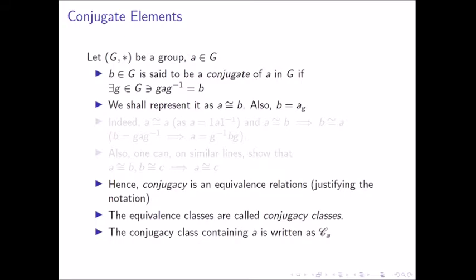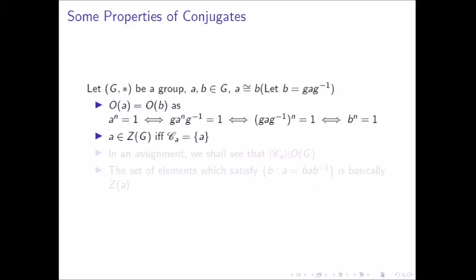The conjugacy class containing A is written as C of A, a stylized C with A instead of the regular box notation. Now we look at some properties of conjugates. As I said, two conjugates behave similarly. The first thing is that the order of the conjugates are the same. That is, O(A) is equal to O(B).